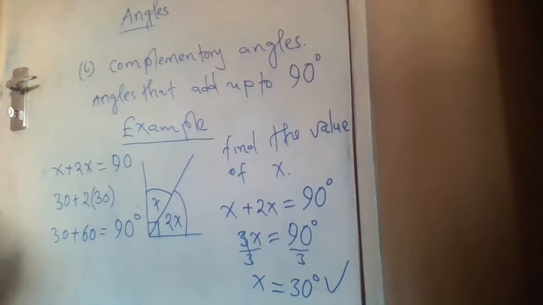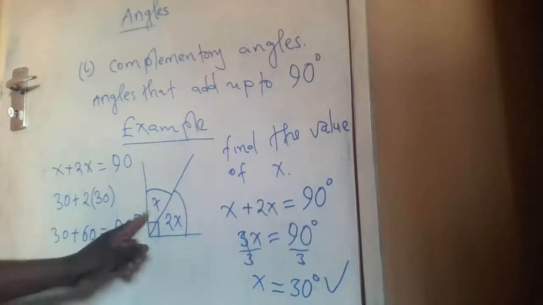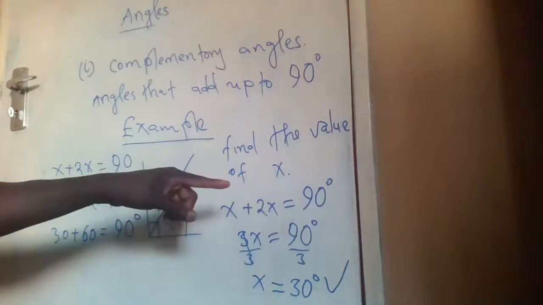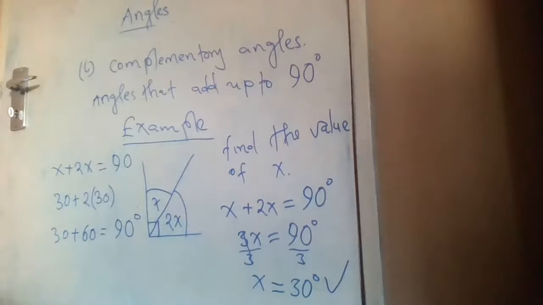So that is the first example we can look at from the complementary angles. All in all, for as long as you see that, you should know that the maximum value of the angles is 90 degrees because these are complementary angles.